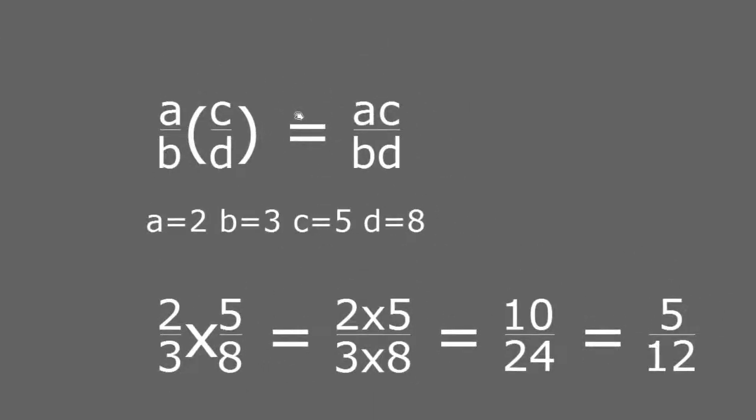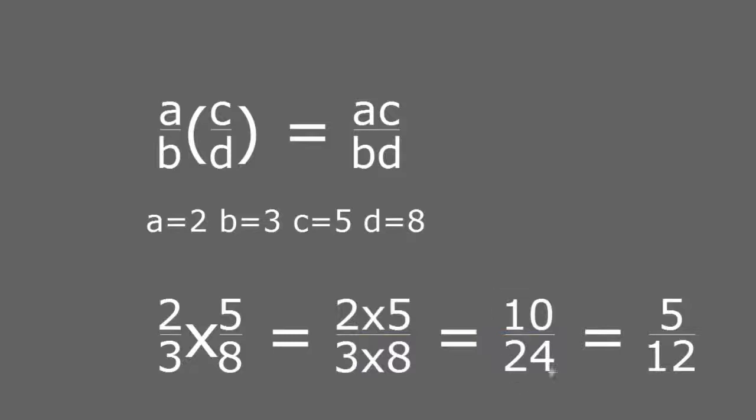Now let's look at this simple example here. We will substitute the values of a, b, c, and d. A will be 2, b will be 3, c will be 5, and d will be 8. So I want to multiply 2 over 3, which is a over b, times 5 over 8, which is c over d. All that I have to do is multiply 2 times 5 and divide that by 3 times 8, which is what I'm doing here. I mean, 2 times 5 is 10, and 3 times 8 is 24.